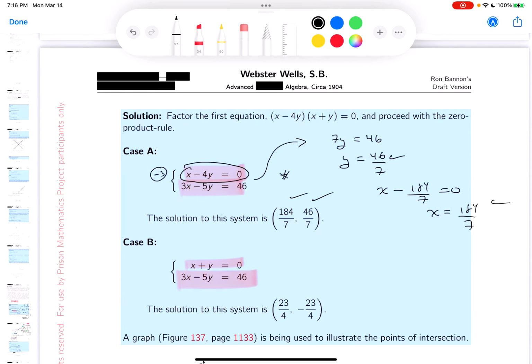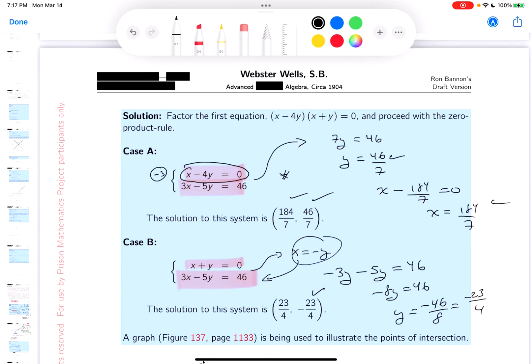What do you get over here? Well, you know what? I'm going to do this one a little differently. I'm going to say x equals minus y. And then I'm going to plug it in. I'm going to do a substitution over here. So what do you get? Let's see. Minus 3y minus 5y is 46. So you can get minus 8y equals 46. And you can get y is equal to minus 46 over 8, which can be minus 23 quarters. That's what y is. How do you get x? It's the opposite of y, and that's given right over there.